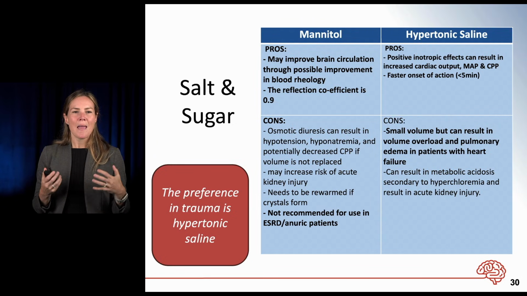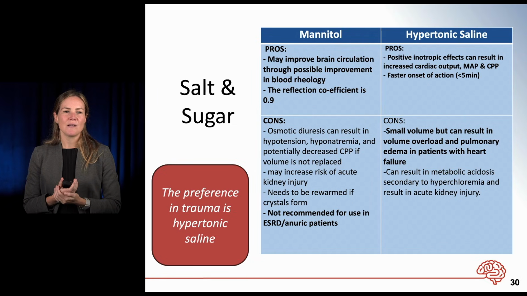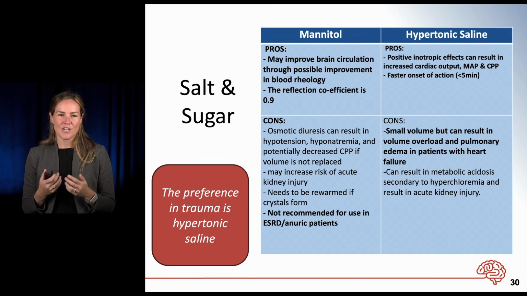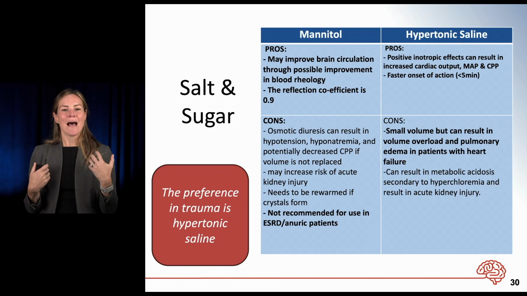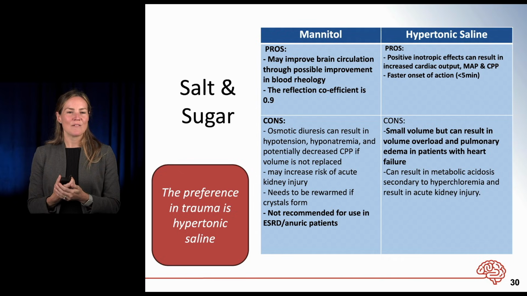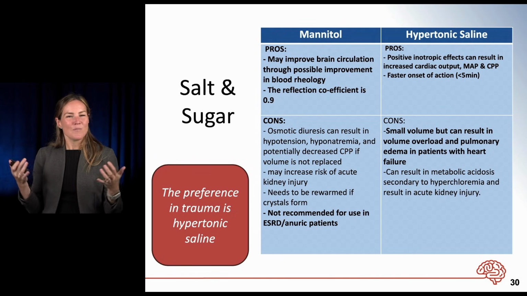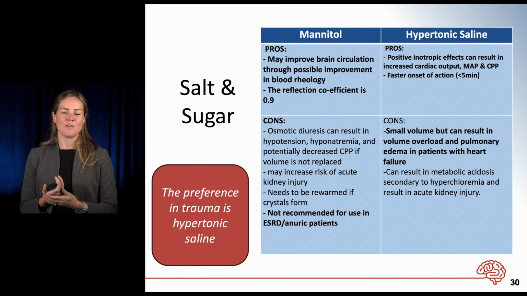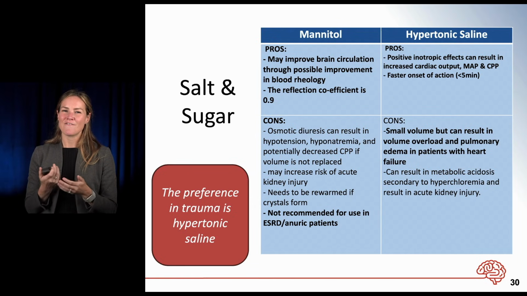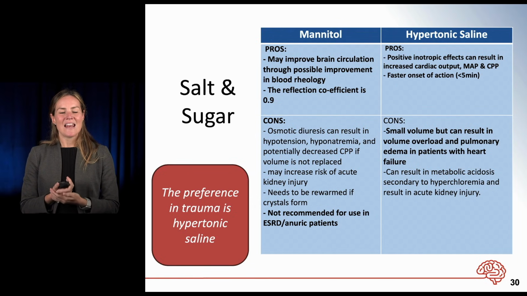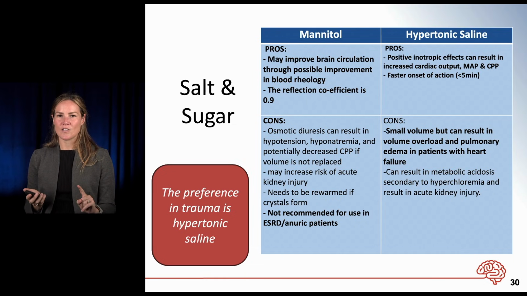All right, so let's talk a little bit more in depth about how these are working. Mannitol may improve brain circulation because it possibly improves blood rheology. It has a reflection coefficient of about 0.9, whereas hypertonic saline has a positive inotropic effect, which can increase cardiac output, which might help your MAP and your cerebral perfusion pressure. It also has a faster onset of action. Now, let's really focus on the cons.